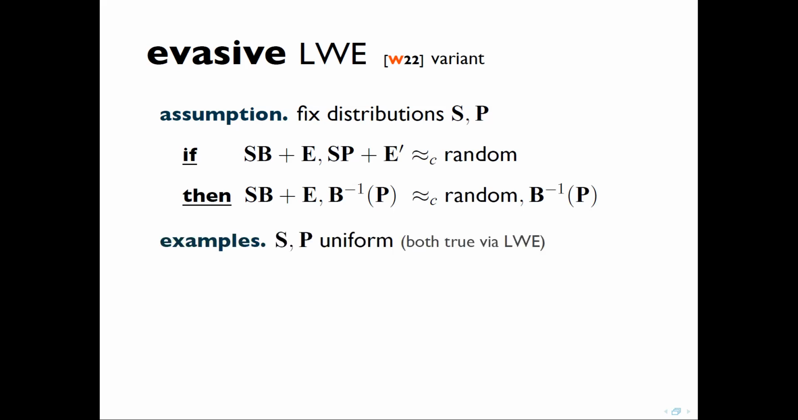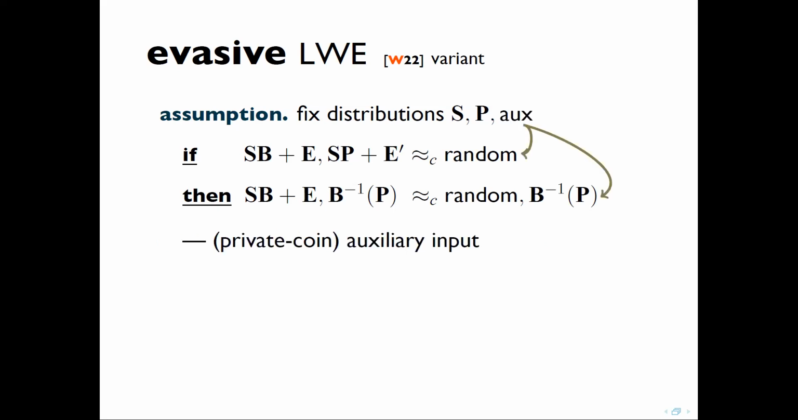As a quick sanity check, we note that the evasive LWE assumption is true from the LWE assumption if S and P are uniform distributions over matrices. In general, we'll be using the assumption on distributions that are in fact not uniform. For the applications, we actually require a strengthening of this assumption, where the distinguisher gets as additional input some auxiliary input that can depend on the matrices S and P, but is independent of the random matrix B.